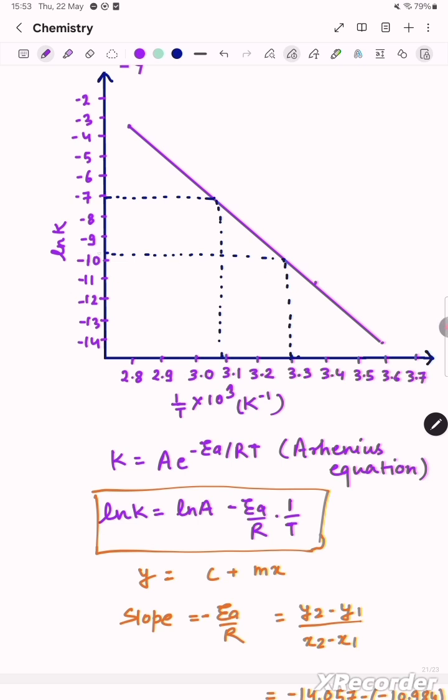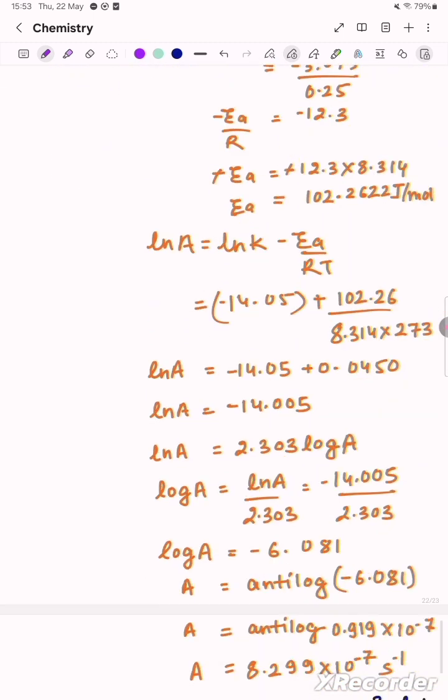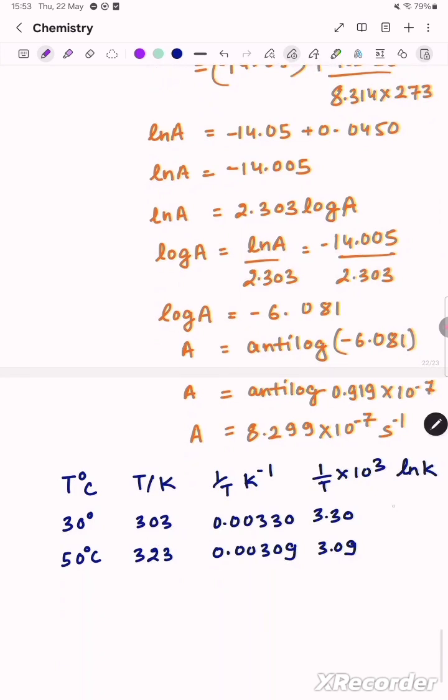The ln k value is between 9 and 10, that is 9.4 we assume, and here at 3.09 we take the ln k value minus 7 from the graph we calculated. So the ln k value becomes equal to minus 9.4, and here minus 7. This is the ln k value from the graph we calculated.